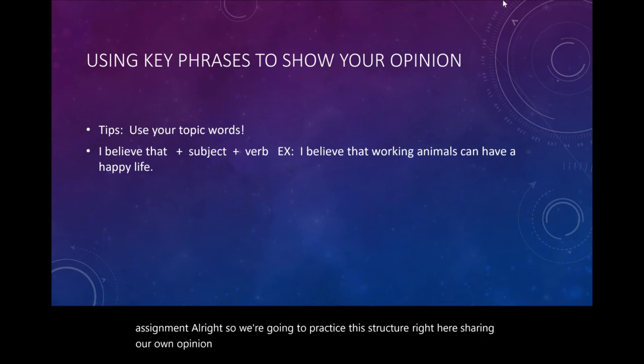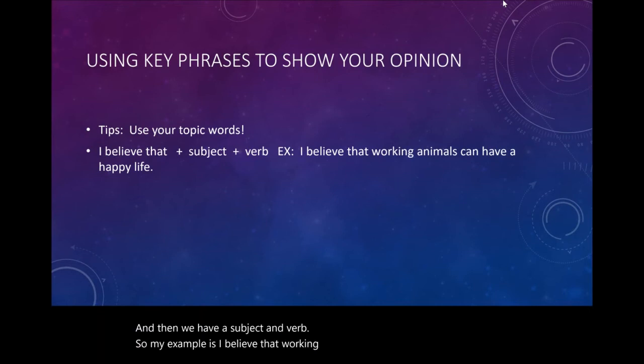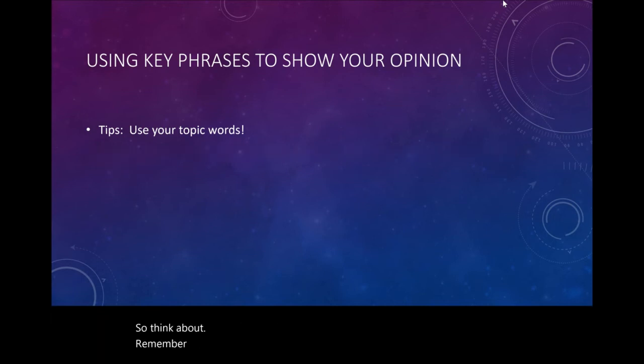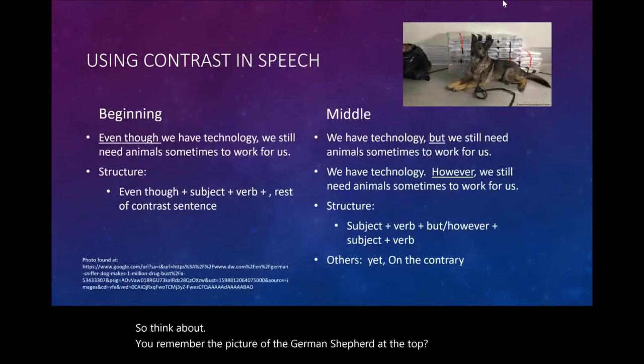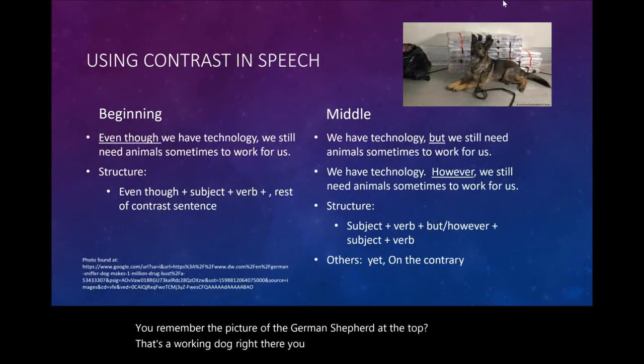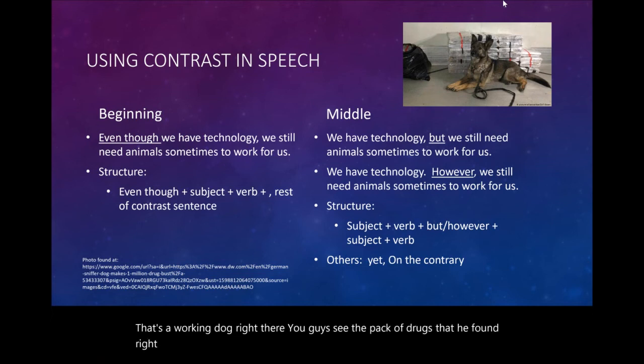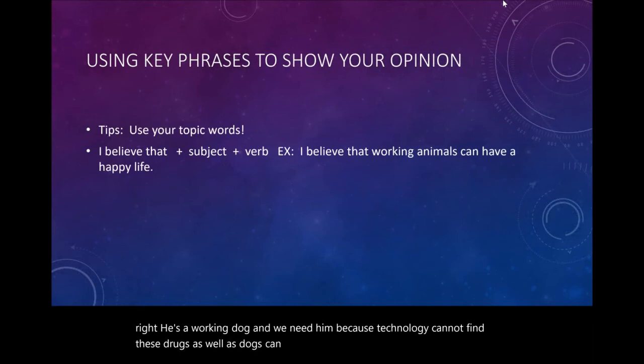So we can use the words I believe that, and then we have a subject and verb. So my example is I believe that working animals can have a happy life. So think about, you remember the picture of the German Shepherd at the top. That's a working dog right there. You guys see the pack of drugs that he found, right? He's a working dog, and we need him because technology cannot find these drugs as well as dogs can. So when we think about that, here's my opinion. I believe that working animals can have a happy life.